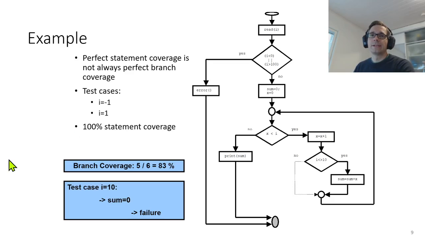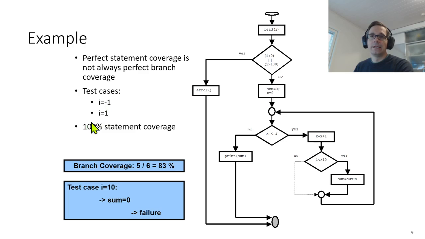Here is another example of differences between statement and branch coverage. So we have the control flow graph we previously introduced. We have 2 test cases, I is -1 and I is 1. We can see that this results in 100% statement coverage. So I -1 comes here, executes the error branch, and the program terminates.